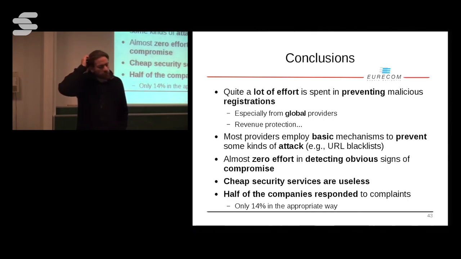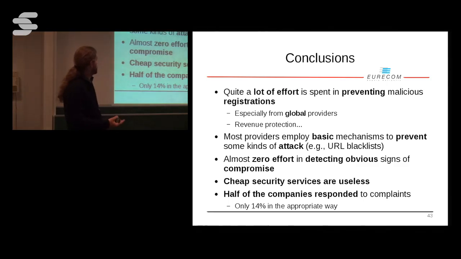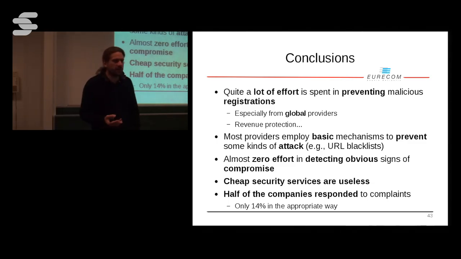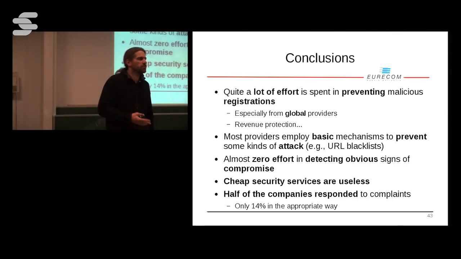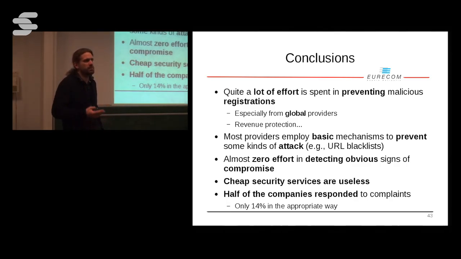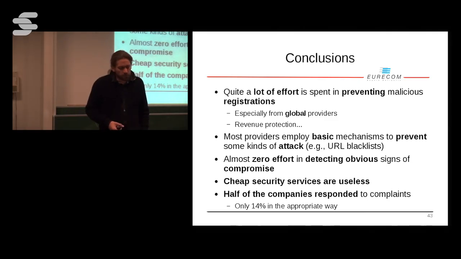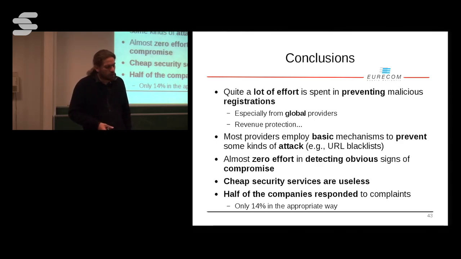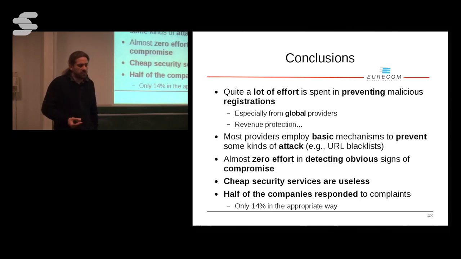So to conclude, there is quite a lot to prevent malicious registrations, especially from global providers. The main idea behind it, I believe, is to protect their revenue, because maybe there are people using stolen credit cards, or this kind of thing, and they never get paid. Most providers do have basic mechanisms to prevent some kinds of attacks, typically this URL blacklist. But there is zero effort done in detecting obvious signs of compromise.